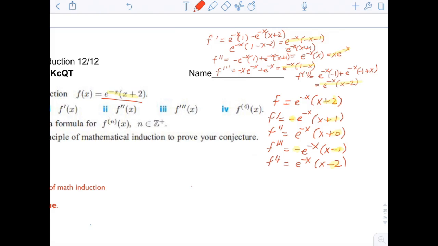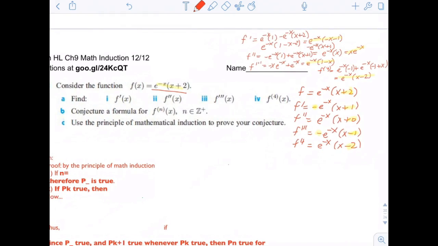So let's try to write an expression to express this sequence. So we could say f nth derivative is equal to negative 1 to the n, because it alternates negative signs, and for f of 0 it's positive. And we have x plus 2, and then we subtract n each time, because on the first one it's x plus 2, on the second one it's x plus 2 minus 1, and so on. Okay, so I think this works.